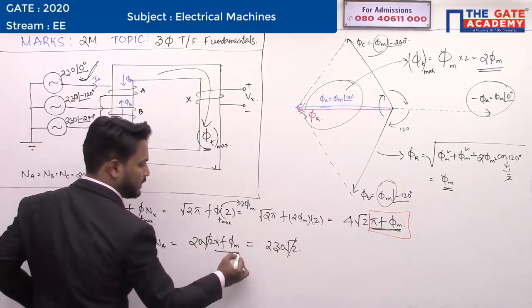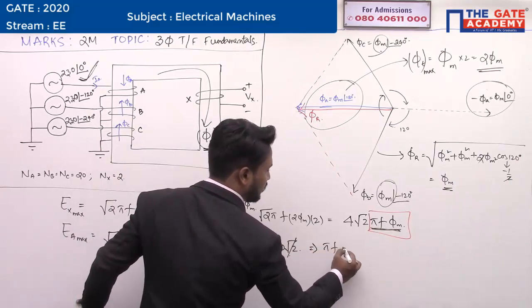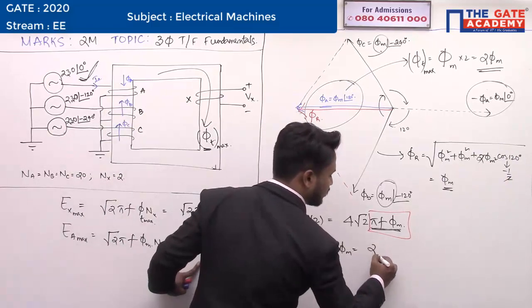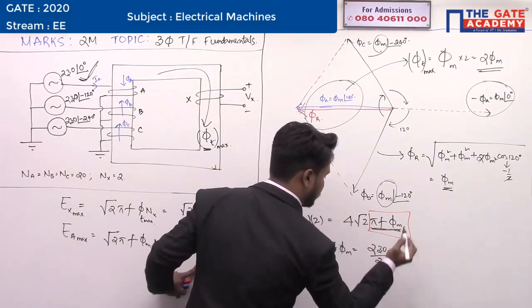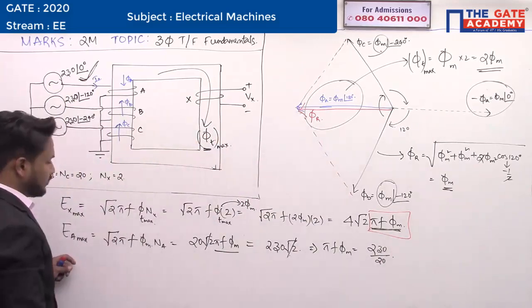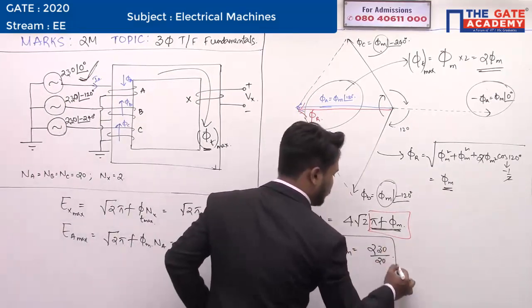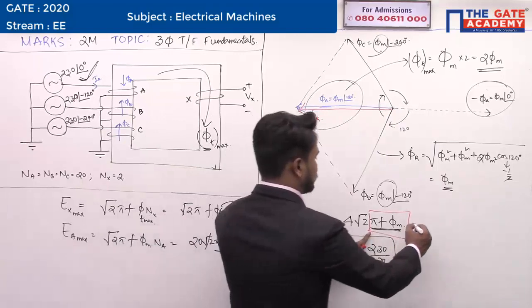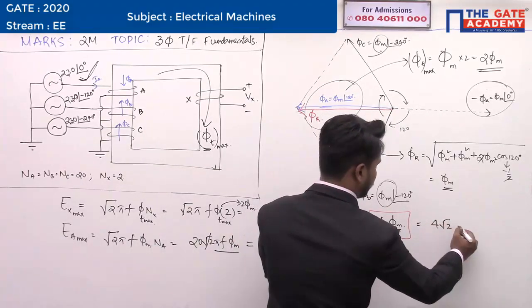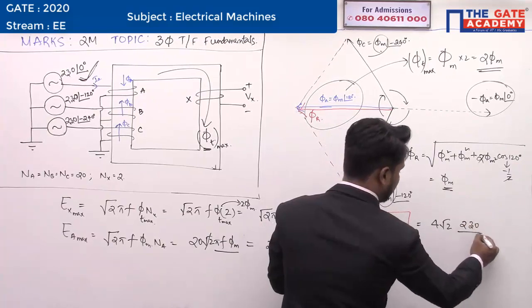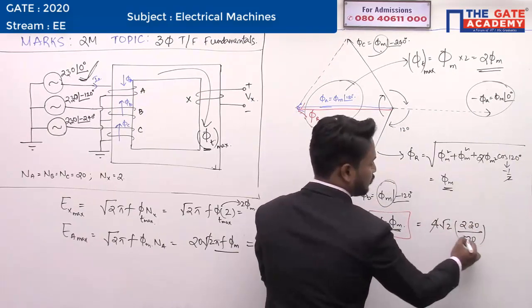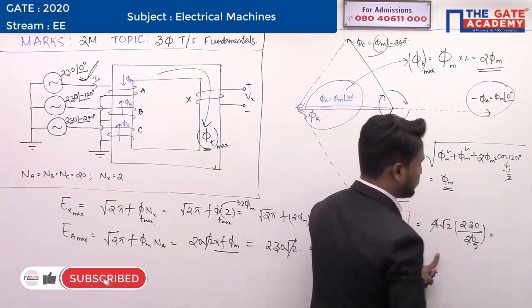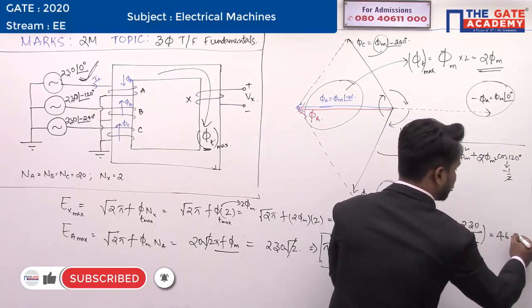So I will be left with pi f phi m is equal to 230 divided by 20, right? So from this, I got the value of pi f phi m. Substitute this pi f phi m in this relation. So this is equal to 4 root 2 into 230 by 20. 4 cancels with 20 by 5, and 5 cancels 230 by 46 times. Therefore this is 46 root 2.